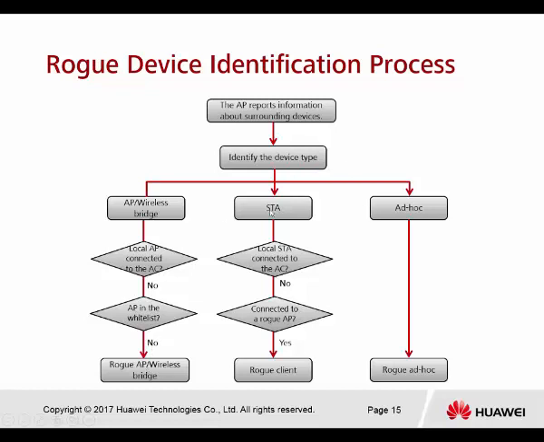Then the next one for the STA. So they're going to check: right now, is the STA connected to the AC? If no, is the STA connected to another AP? If yes, then this is a rogue client. Right now this PC is not connected to my controller at all, so that's why I will assume this STA belongs to some unauthorized user. And the last, the ad hoc. The ad hoc is always the rogue device.